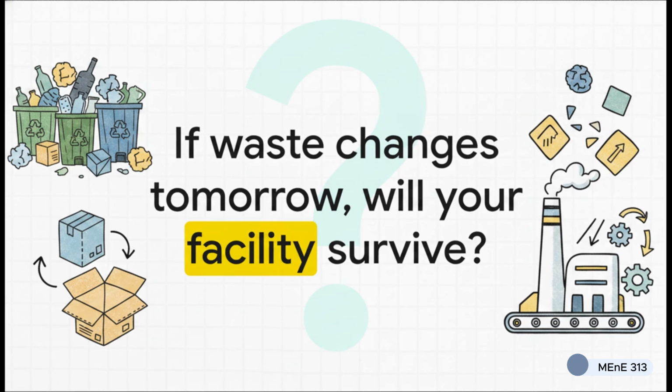To wrap up this explainer, I really want to leave you with something to chew on. We've seen just how precise these characterizations have to be. But waste is a human product, right? It changes. If recycling rates suddenly soar, or product packaging shifts dramatically, and the composition of our waste changes tomorrow, will your facility actually survive? The real-world stakes of rigorous characterization and supply stability are absolutely massive.